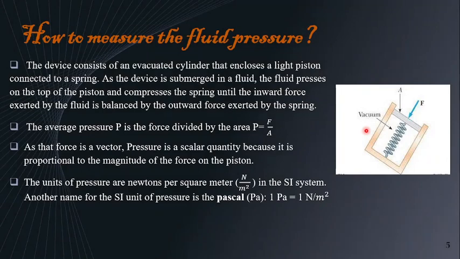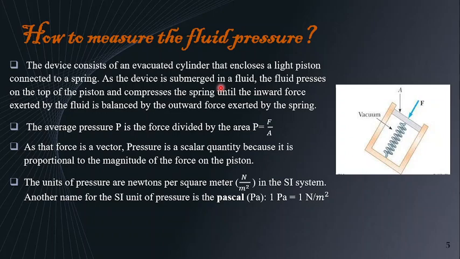Then, how to measure the fluid pressure? The pressure in fluid can be measured with this device. This simple device is used for measuring the pressure exerted by a fluid. The device consists of an evacuated cylinder that encloses a light piston connected to a spring. As the device is submerged in fluid, the fluid presses on the top of the piston and compresses the spring until the inward forces exerted by the fluid is balanced by the outward forces exerted by the spring.